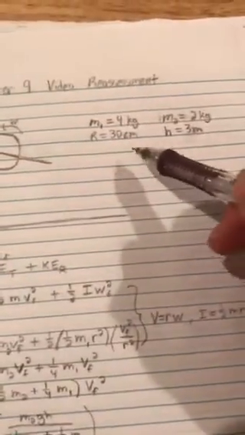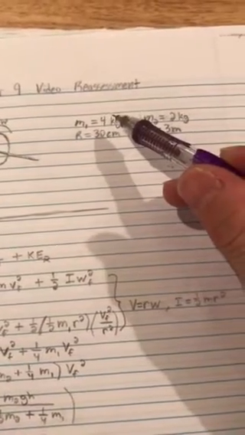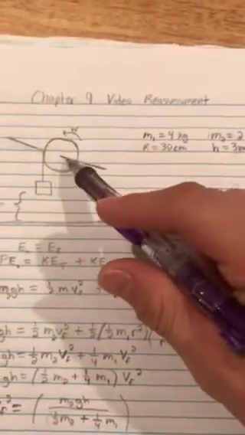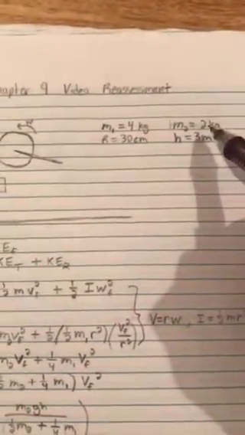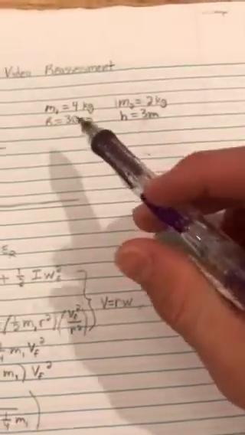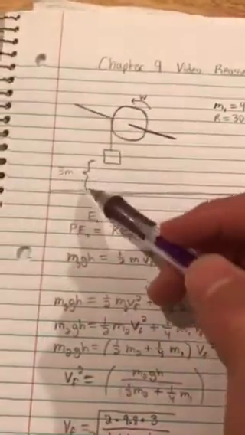So this was what was given in the equation. That's the mass of the disc, and then this is the mass of the block, that's the radius of the disc, and that's the height, the distance it's going to fall.